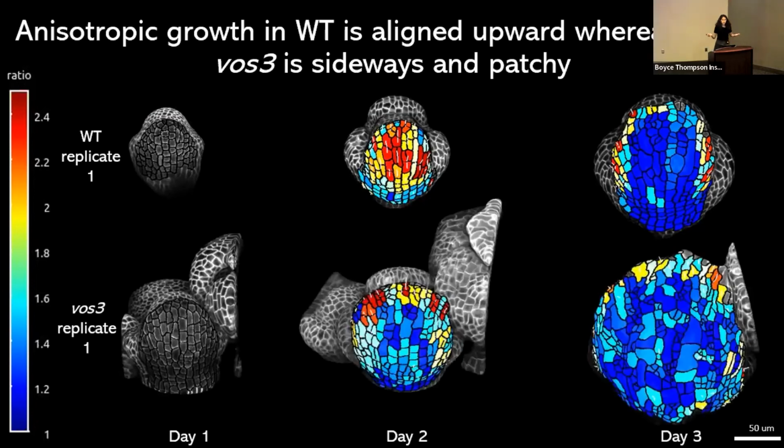When we look at VOS3, we see something different. There's less anisotropic growth overall on day 2. And when you look at the directions of growth in VOS3, it's more sideways than in the wild type, which is very well aligned upward. On day 3, the distribution of anisotropically growing cells in VOS3 is random, like we saw with the area growth rate. It's not uniform like the wild type is.